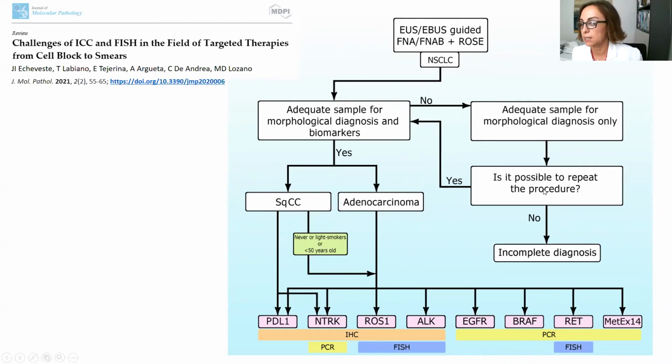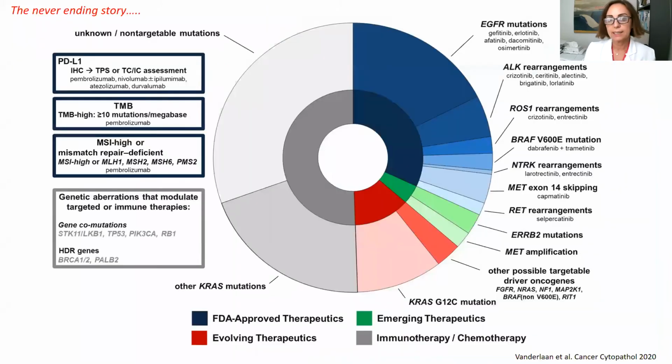So the question is, is it possible to repeat the procedure? If the answer is yes, it's okay. We follow this part of the algorithm. And if not, we have to transmit to our clinicians that we can only perform a morphological diagnosis, which is very important. But in the case of non-small cell lung cancer, the diagnosis is clearly incomplete. But this is a never-ending story.